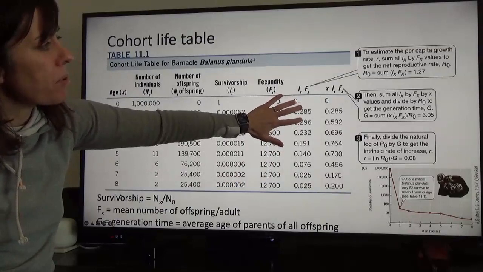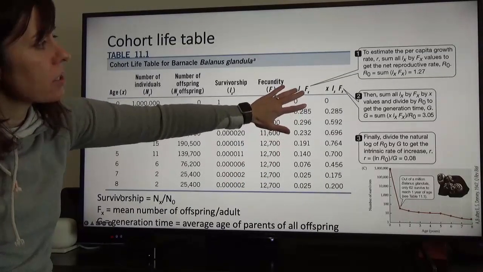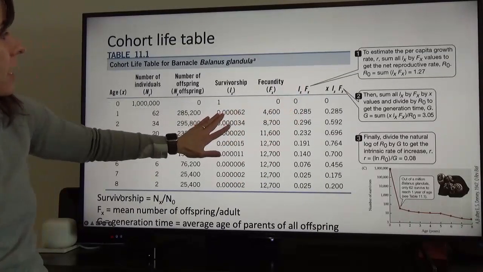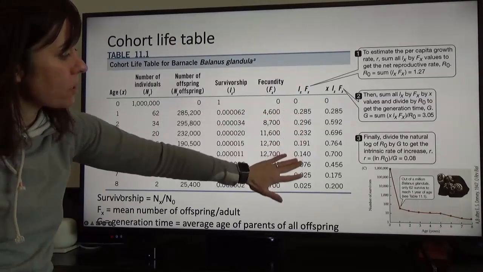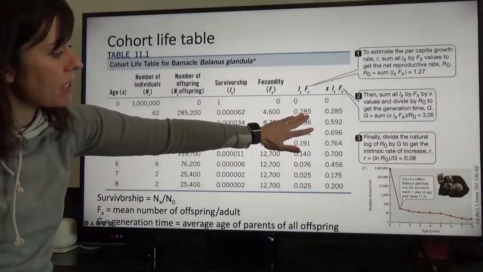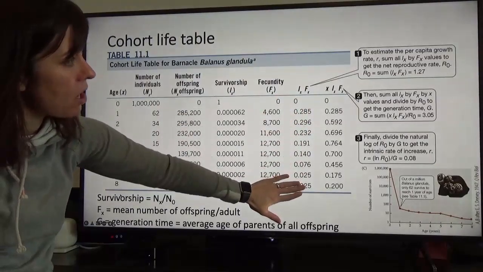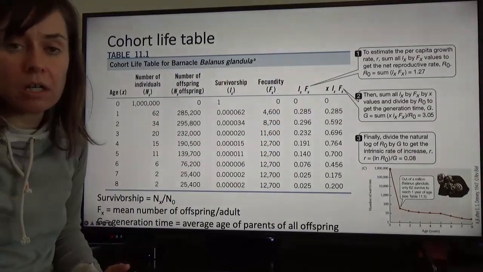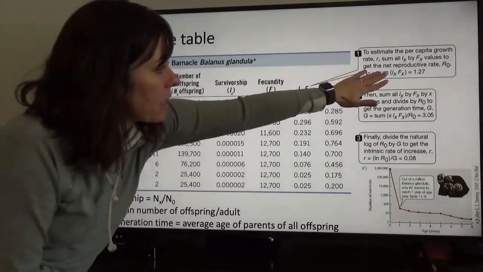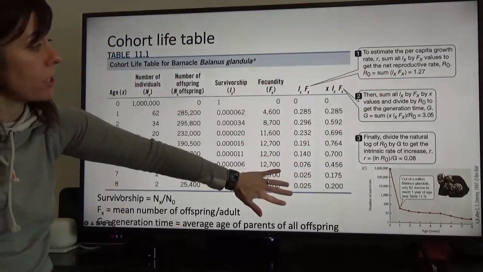Then we can estimate per capita growth rate. So if we multiply survivorship and fecundity and sum those all up, so we get an lx times fx value, and if you sum up everything in this column, we get the per capita growth rate, which is R0. And so that's the sum of lx times fx, which in this case is 1.27.